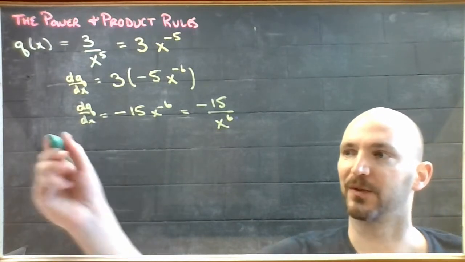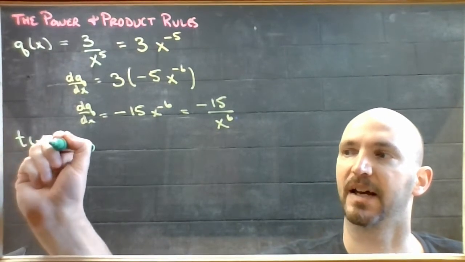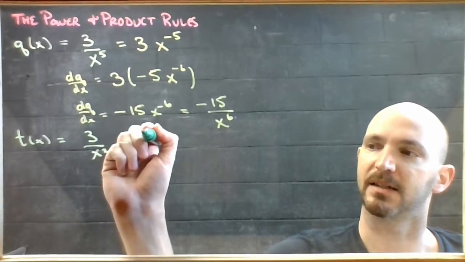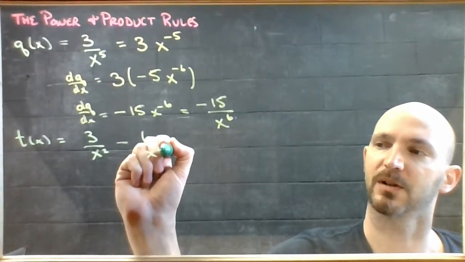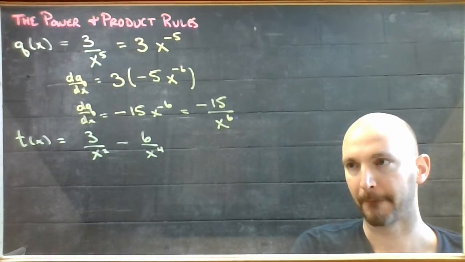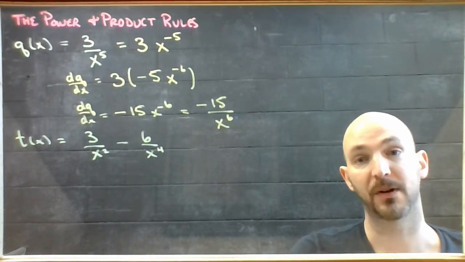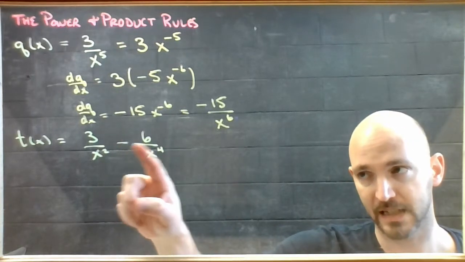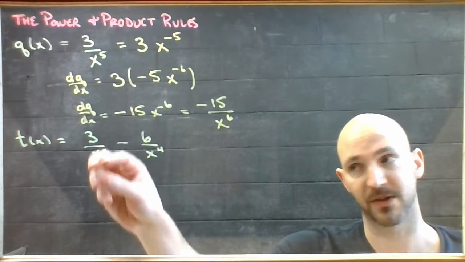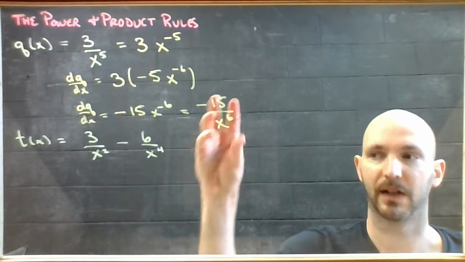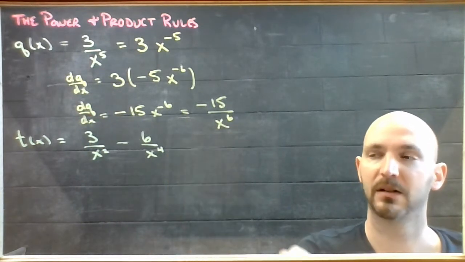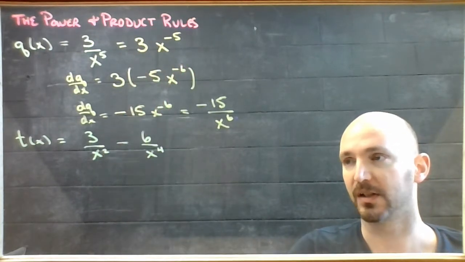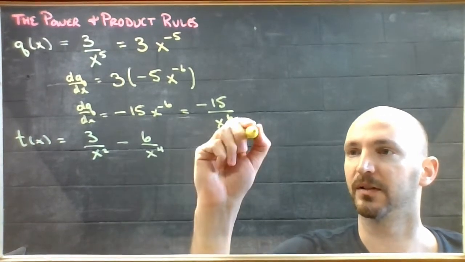Just one more, just for the fun of it. T as a function of x is 3 over x squared minus 6 over x to the 4. So I'm going to be using the distributive property of the differential operator. Because these things are separated by pluses or minuses, I'm just going to take the derivative of that one and then take the derivative of that one separately. I'm going to put them in negative exponent notation so it's a little easier to see what I'm working on.